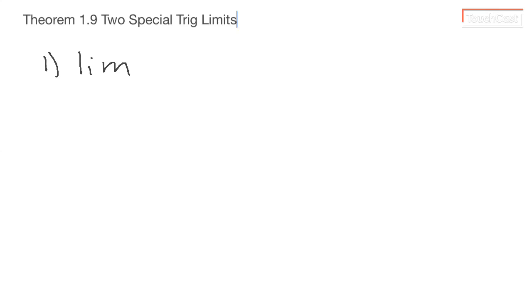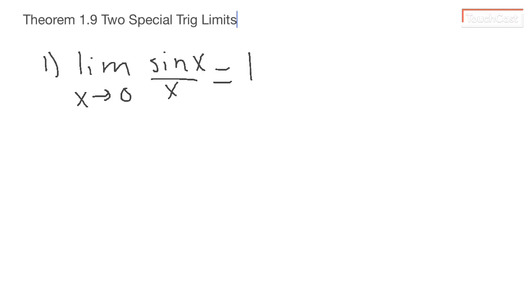And before we look at an example, we're going to look at one more theorem. This theorem is theorem 1.9, and it's two special trig limits. Our first special trig limit is going to be the limit of sine of x over x as x approaches 0. If you ever see this, the limit is going to always be 1.